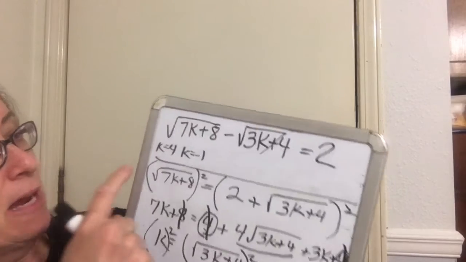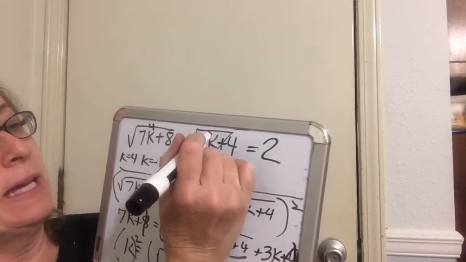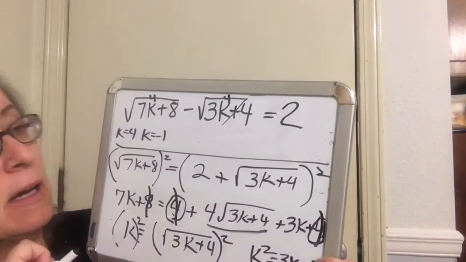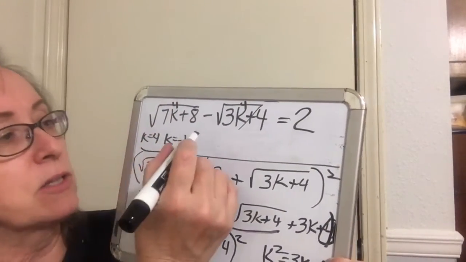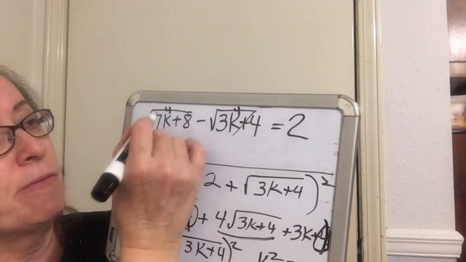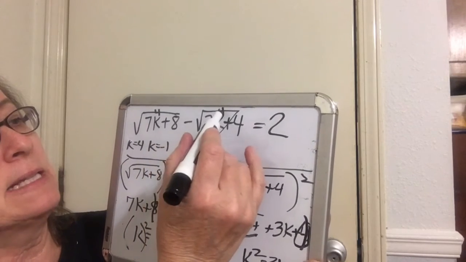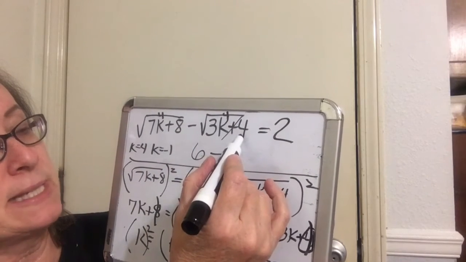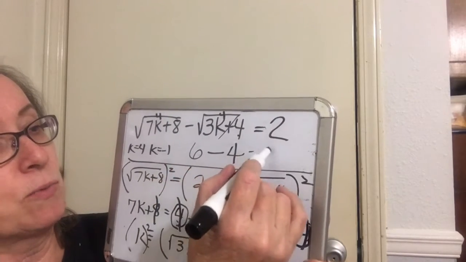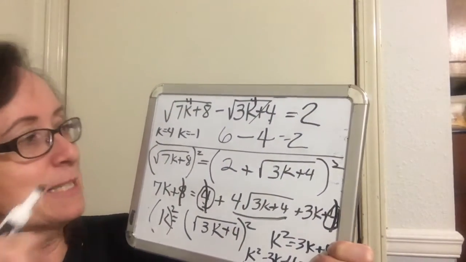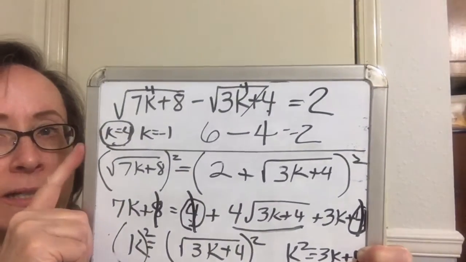Okay, so now let's try k is 4. If I plug in k is 4 over here and k is 4 over here, let's see what we get. 7 times 4 is 28. 28 plus 8 is 36. So I get the square root of 36, which is just 6. Now 3 times 4 is 12, plus 4 is 16, and the square root of 16 is 4. Is 6 minus 4 equal to 2? It is. So this one right here is a good solution. k equals 4 is a good solution.